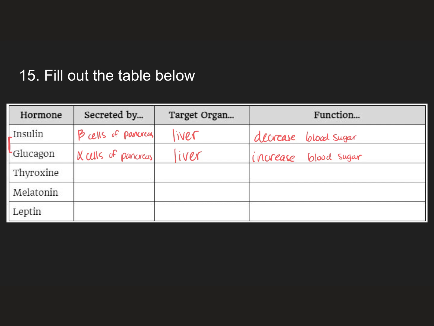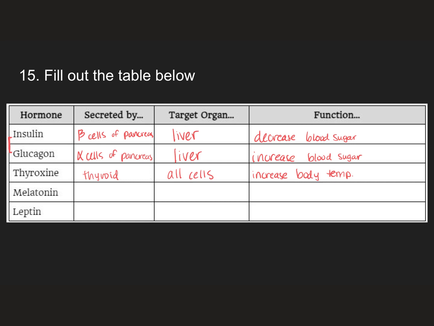Thyroxine is produced and secreted by the thyroid. Thyroxine, thyroid. The target organ is actually all cells. There's not a particular organ it's targeting; it's every cell in your body. And the function of thyroxine is to increase body temperature. Remember, the presence of thyroxine means that your body temperature is going to increase. If it needs to decrease body temperature, your body will inhibit the production of thyroxine.